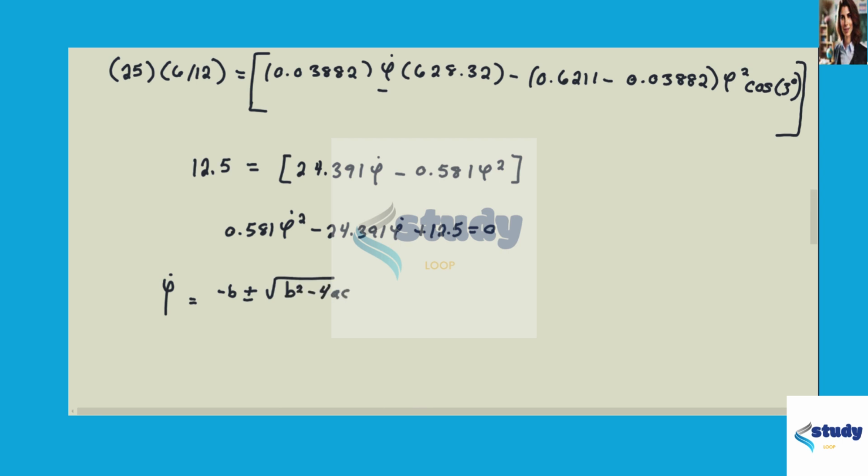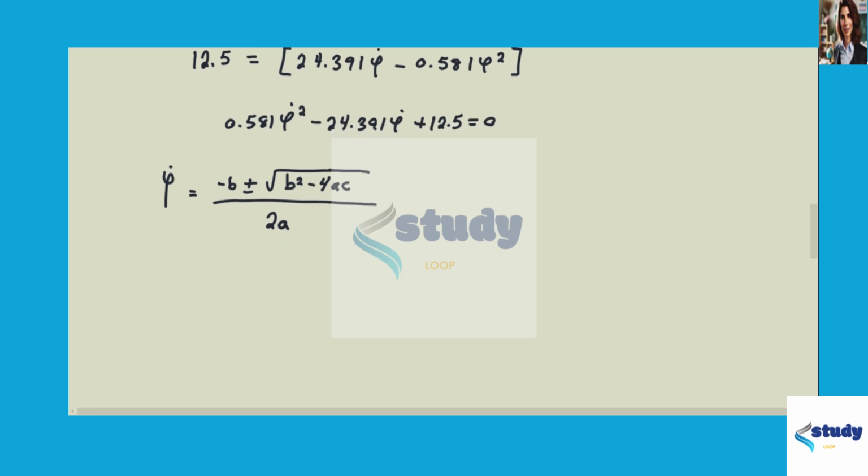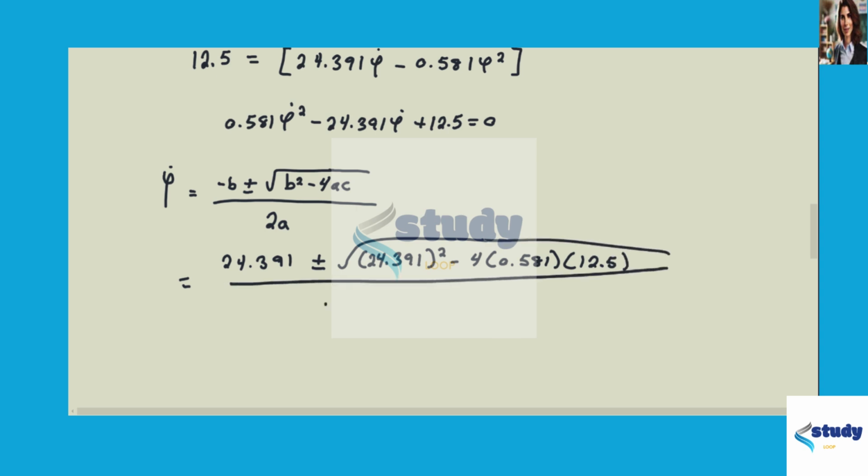This is one of those formulas that you think you would never use, but you use all the time in physics. So just remember it. It's a really nice formula that a lot of math uses for some reason, even high up math. So it's a good one to have remembered. So we have 24.391 plus or minus the square root of 24.391 squared minus 4 times 0.581 times 12.5, divided by 2 times 0.581.